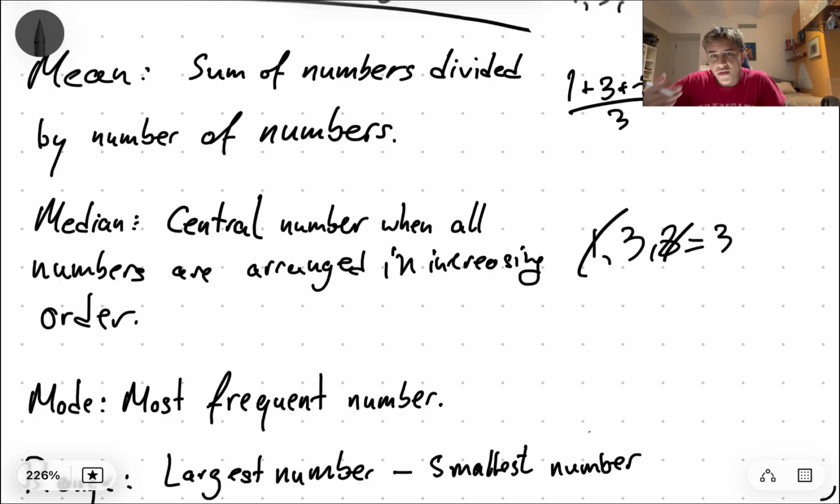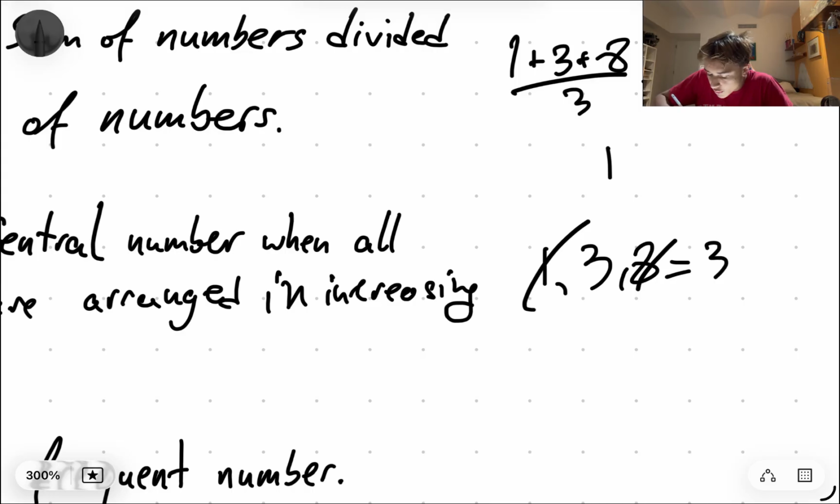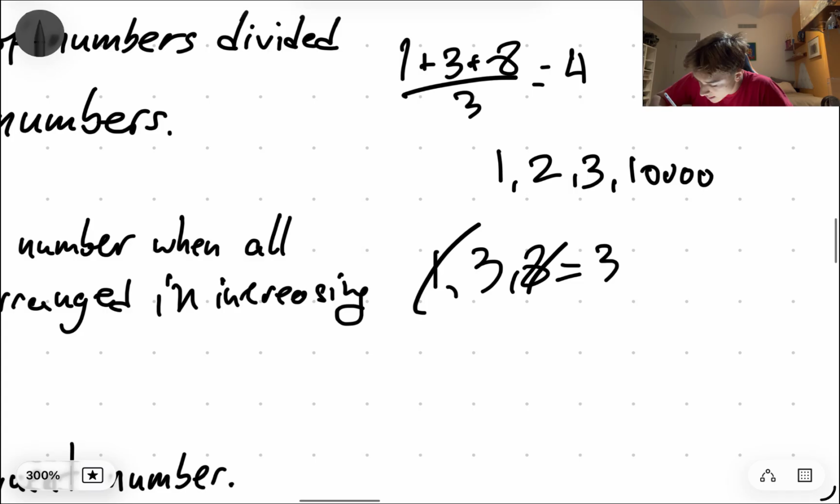So the mean and the median both aim to tell you some information about the center of your set, but they do it differently, right? The mean takes into account outliers, numbers that are really far away from the other numbers. Median just ignores them, right? So if I have 1, 2, and 3 and a million as my set of numbers, it's clear a million is really far away from 1, 2, and 3. 1, 2, and 3 are relatively close together, and then a million is way far out. It's really different, right?